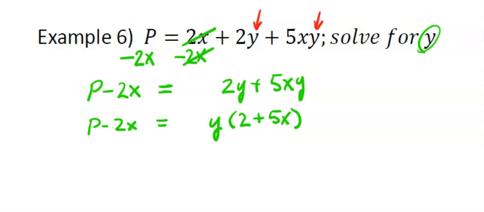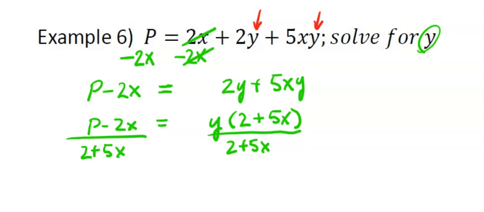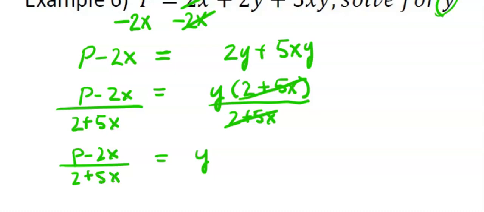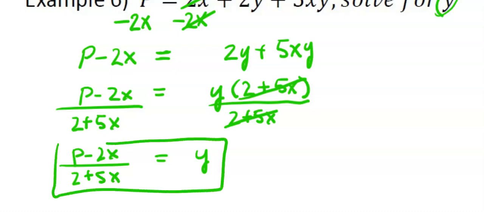And so then I divide this by 2 plus 5x. And I have to do the same thing to the other side, 2 plus 5x. This cancels this, creating 1, and then our final answer then is y is equal to p minus 2x over 2 plus 5x. And that's it. That's how you do it.